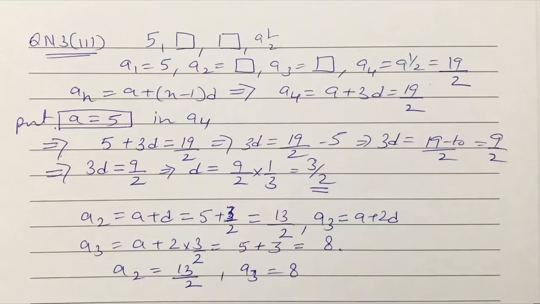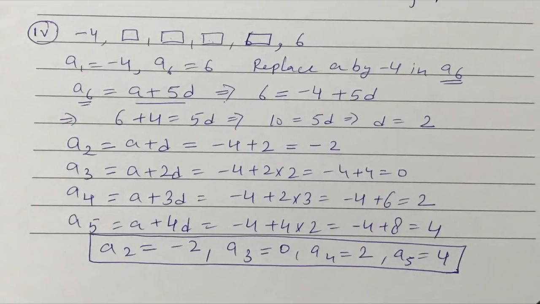We know the first term is 5. Let us write the second term. The second term should be a plus d, the common difference added to the previous term. So it is 5 plus 3 by 2, which is equal to 13 by 2. Now the third term is a plus 2d. So a is 5 plus 2 into 3 by 2, which is equal to 5 plus 3, which is 8. So here the missing terms are A2 and A3. The value of A2 is 13 by 2 and A3 is 8.